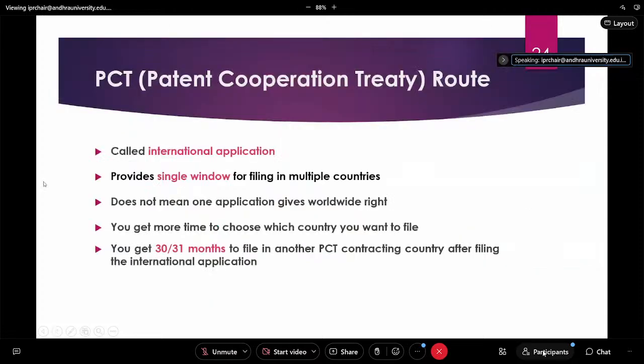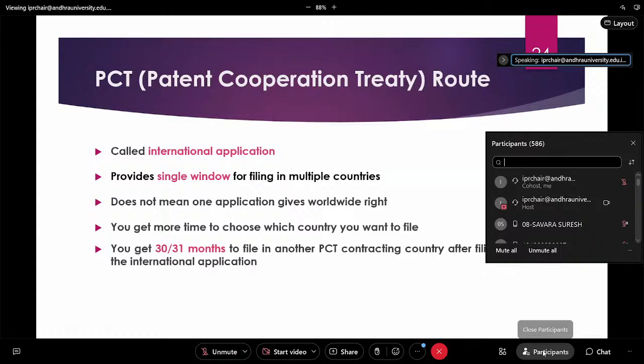PCT route. PCT is called an international application. This is not a granting authority. PCT is just a single window for filing in multiple countries. As I told you, if you want to file in 4 countries like China, US or something, you can choose those 4 countries. But if you are an MNC, a multinational corporation, and you want to go to 80 or 100 countries, it's very difficult to file separately in those 100 countries, right? It's a lot of wastage of time and really tedious. So you go through the PCT route.